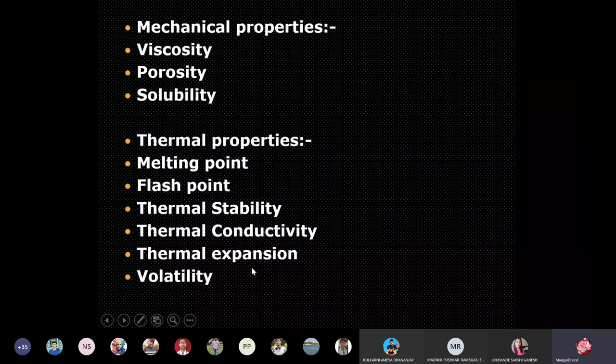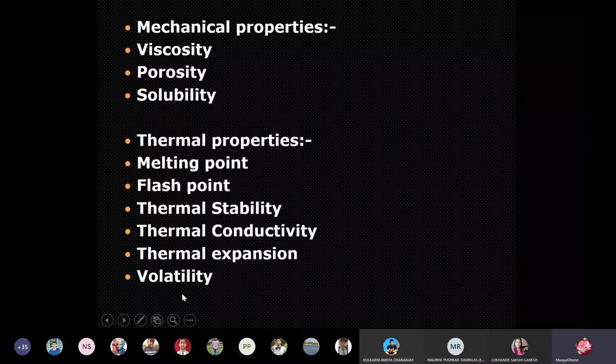Otherwise, due to the temperature rise, the material dimensions will change and expansion will take place. Volatility also matters, how volatile the material is. If it causes firing itself at a high temperature, high stress, then hazardous things can happen in your electrical devices. So all these properties are important.